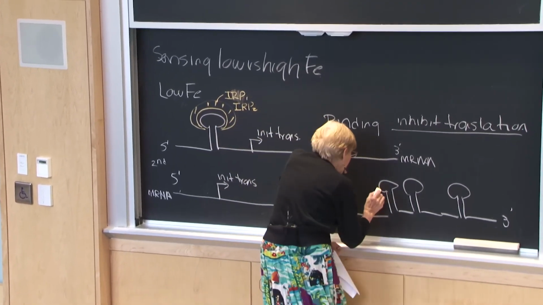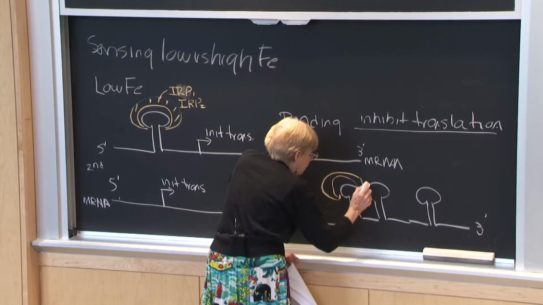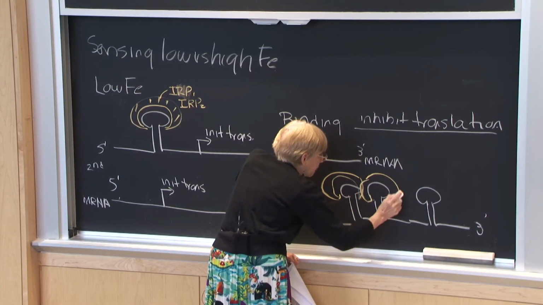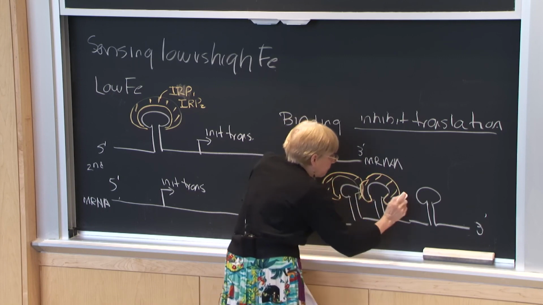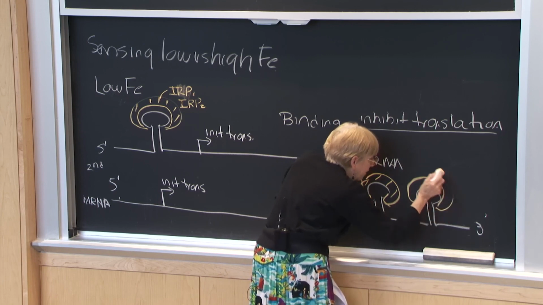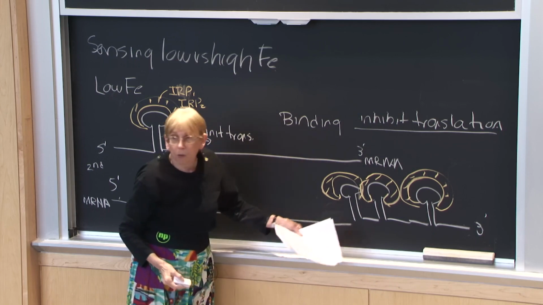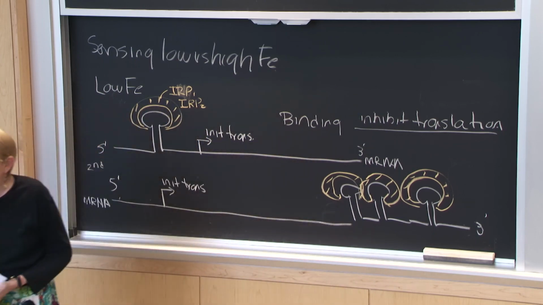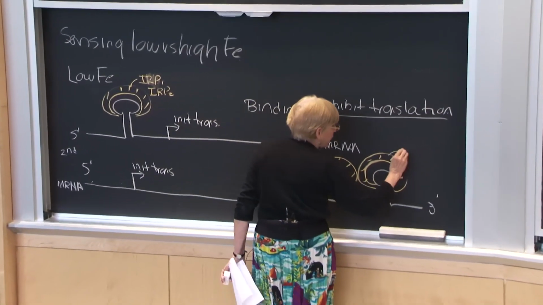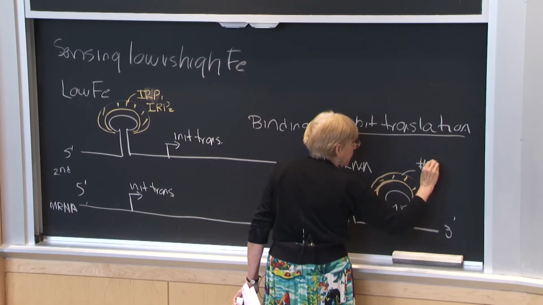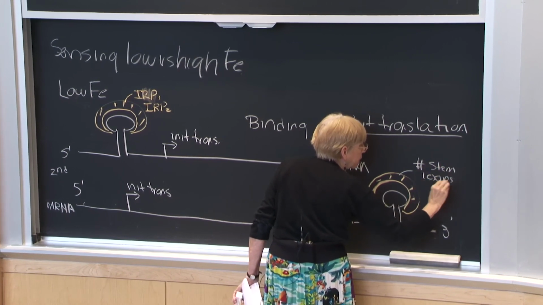Okay, so you have your proteins, they're all bound. They may or may not be all bound. I don't think we know that much. But what you see is the number of stem loops at the 3' end is variable. Okay, it depends on the message. So the number of stem loops is variable.